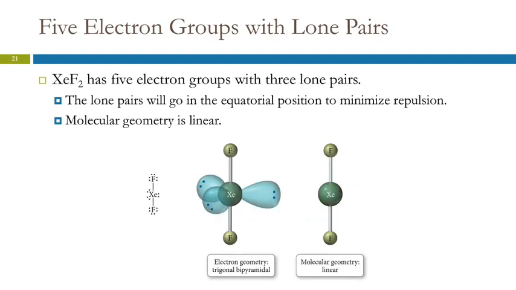Xenon difluoride. There's its Lewis structure. It has 5 electron groups, 3 lone pairs, and 2 bonds. The electron geometry is trigonal bipyramid. The lone pairs are going to go along the equator, the equatorial positions, because that's where they have more space. And then when we look at the molecular geometry, this is actually linear.